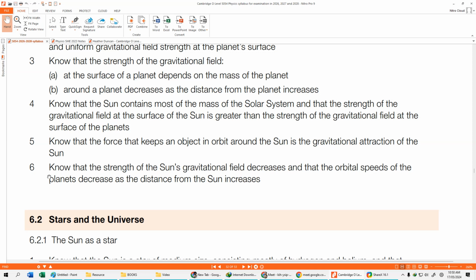The thing that number 6 is, know that the strength of the sun's gravitational field decreases and that the orbital speeds of the planet decreases as the distance from the sun increases. Of course the planets are moving much more slowly because they have access to less amount of force as we go further away from the sun.